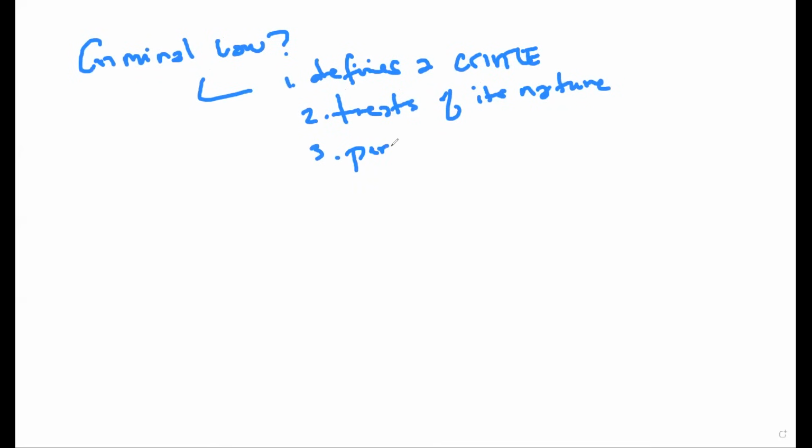So how would you know whether one is a penal law or not? If it has these three elements: it defines what is a crime, it treats of its nature, and it provides punishment. There may be a law which you have all the while mistakenly believed to be a penal law, but actually it's not, because it does not provide for any punishment.